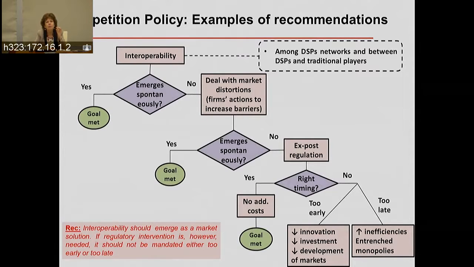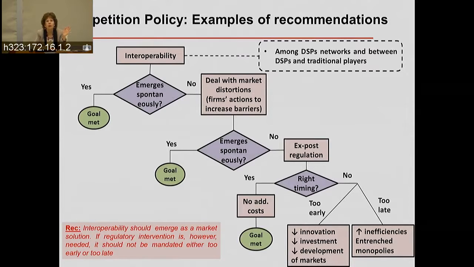The desirable path for regulators is to actually encourage that interoperability emerge as a market solution as opposed to being imposed since the very beginning. If you follow that kind of tree that you have in the PowerPoint, basically this is the way it should work. Well, the question is, does interoperability emerge spontaneously in a market?